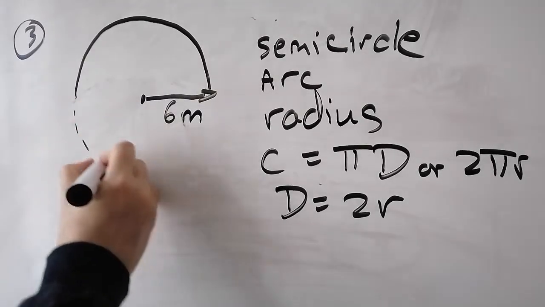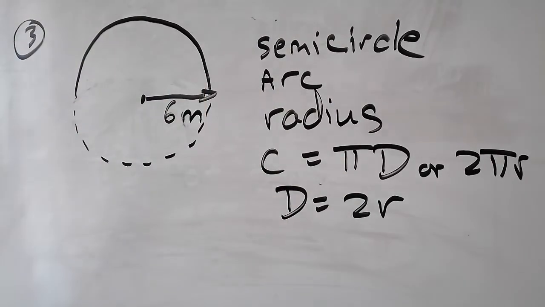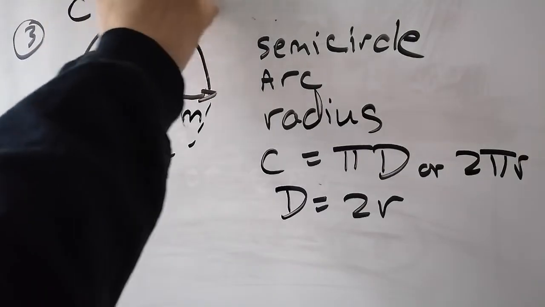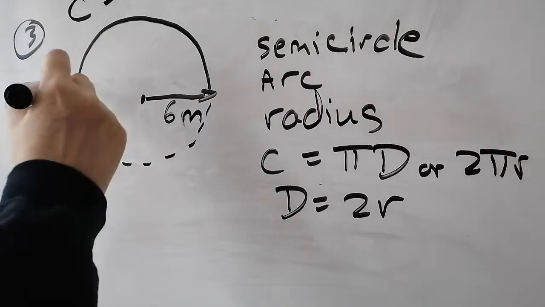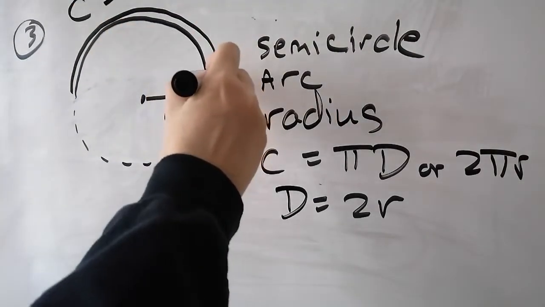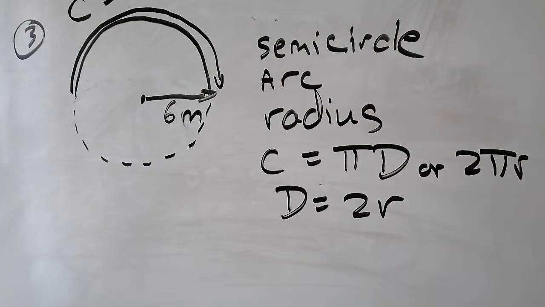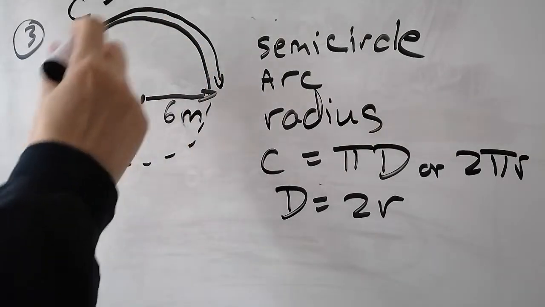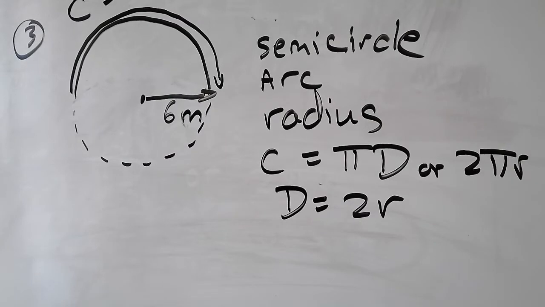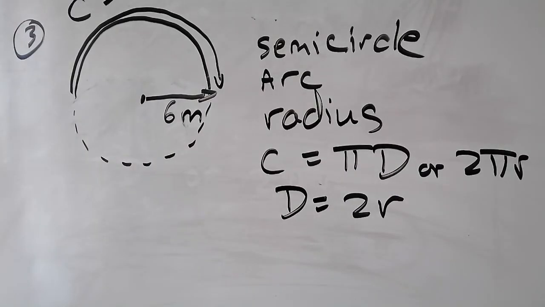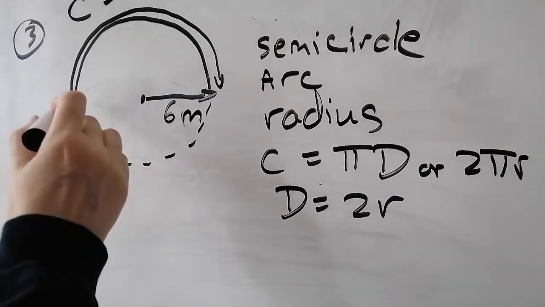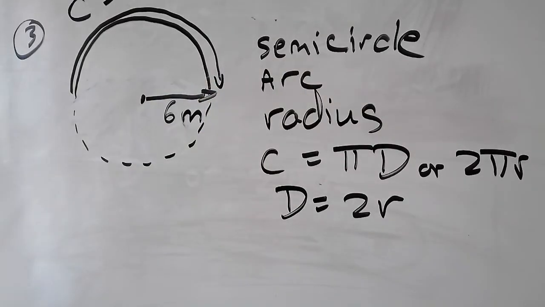If this was a complete circle, then C would be equal to 2 pi r. But we only want this bit here. That's all we want, that arc length, the distance around this arc length here. So an arc is a piece of the circumference. The radius goes from the centre to the edge, and the whole distance for the arc length is the circumference divided by 2.